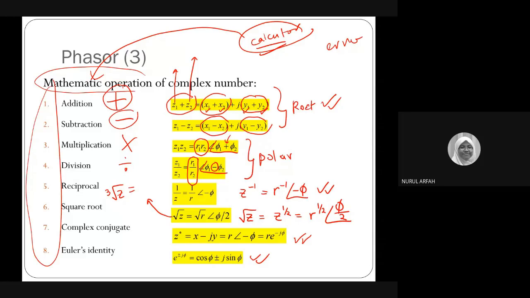You can use this formula, but for this amplitude, you do this part, and then the theta here, you can divide by 3. If this is 4, then you do the 1/4. Okay? This one clear?